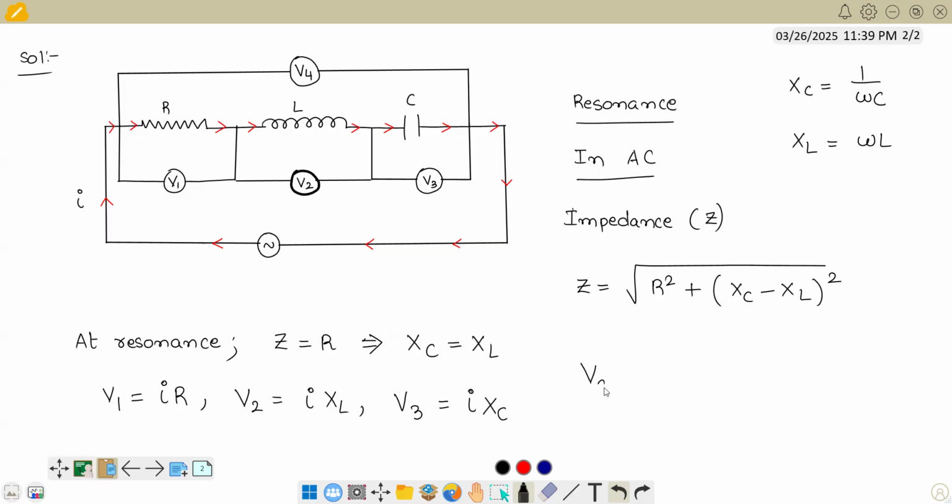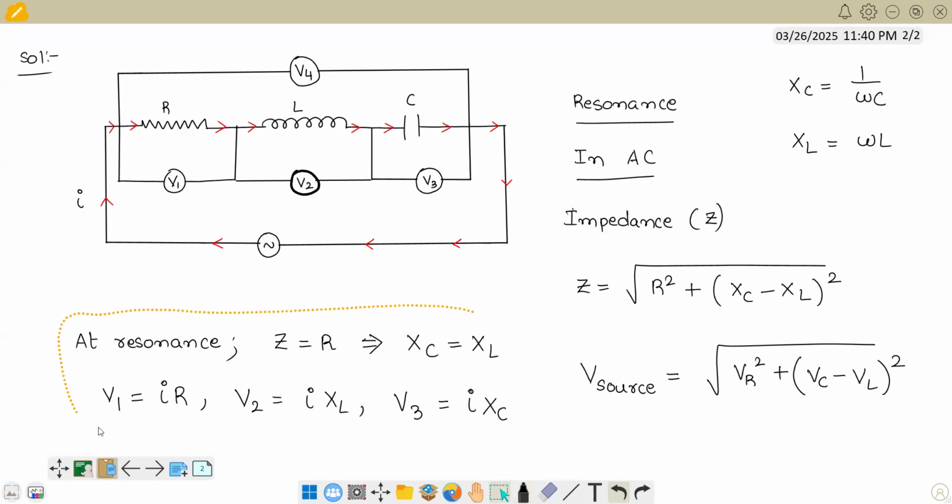Then what about the V source? V source would be equal to root of V resistance square plus (V capacitance minus V inductance) whole square. So this will be the formula here. Let us make some conclusions from this. We got V1 equals IR, V2 equals IXL, V3 equals IXC. Since XC equals XL, we can directly tell V2 equals V3.